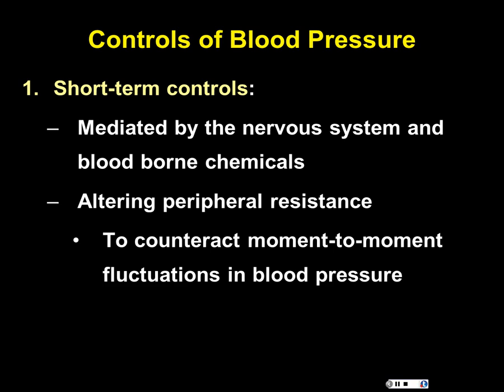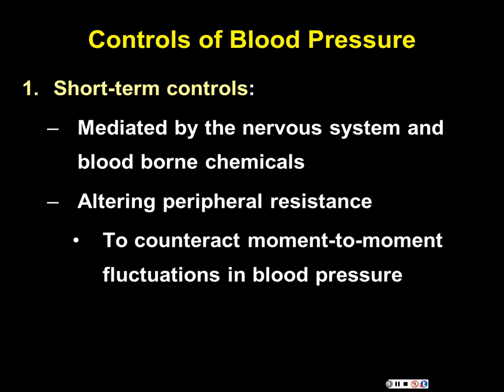So quickly modulate that. I want you to add in here, in addition to peripheral resistance, it also influences contractility. So we use that word for which organ? Our heart. So yes, it influences peripheral resistance on our vessels, but it can also change the contractility of the heart. So short-term is going to use the nervous system to change resistance and contractility of the heart. Is that okay?